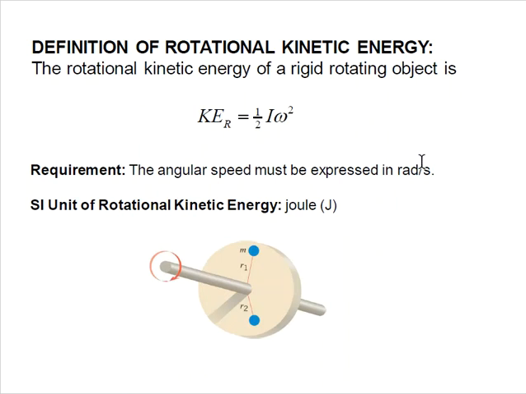Definition of rotational kinetic energy. Just like linear kinetic energy is 1/2 mass times velocity squared, you can easily remember this, we're going to use our rotational equivalents. Rotational kinetic energy is 1/2 times the equivalent of mass, which is our moment of inertia, big letter I, times the angular speed squared.